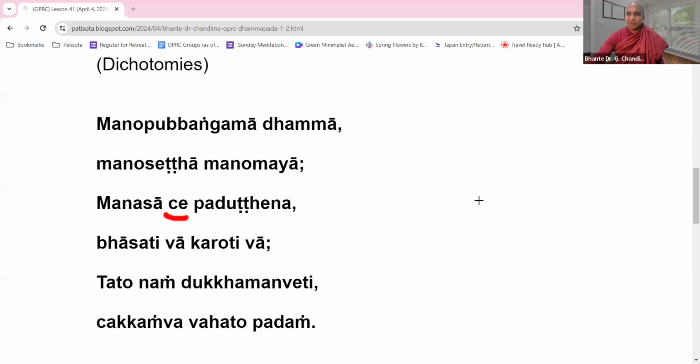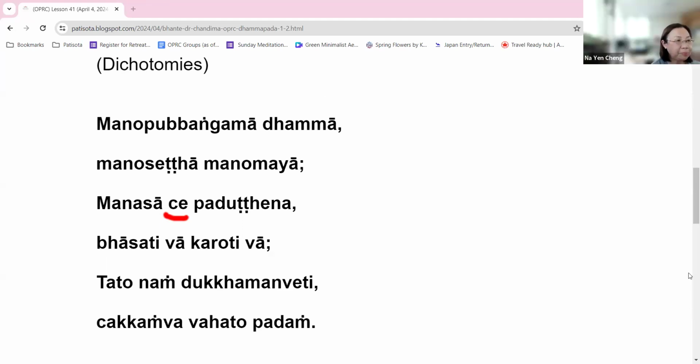Thank you. And we have Oi. Thank you, Bhante. Mano pubbangama dhamma, mano settha, mano maya, manasa che padutthena, bhasati va karoti va, tato nam dukkham anveti, cakkam va vahato padam. Great. And we have Nayan Chen.